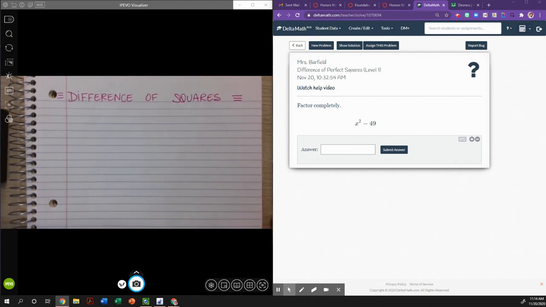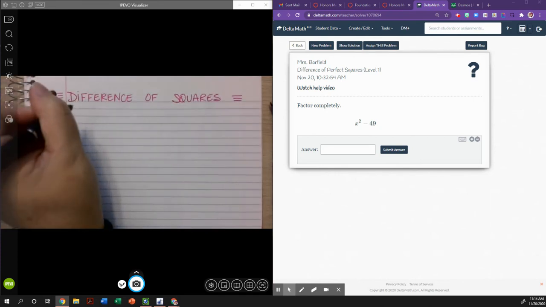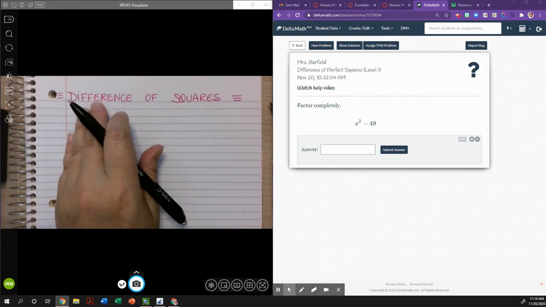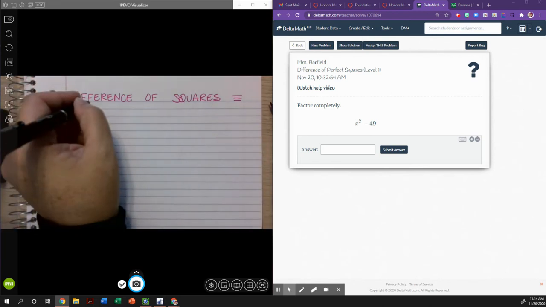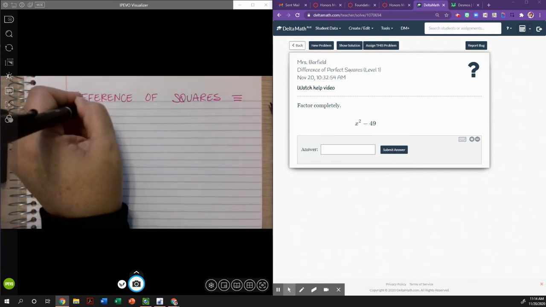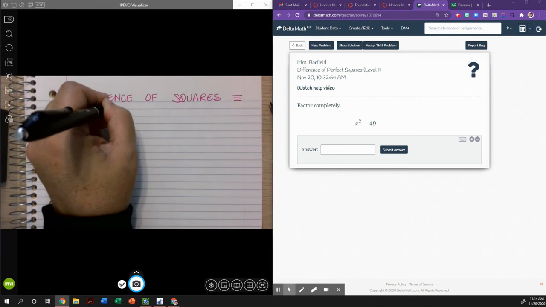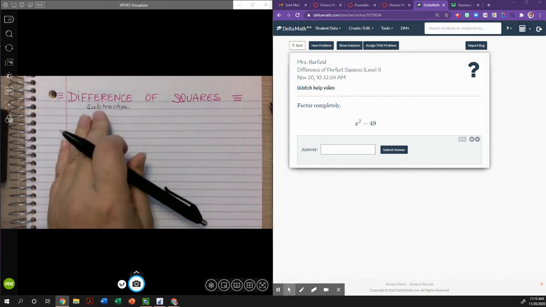Okay, so we have a rule that goes along with it. If you're looking at my example and you're thinking, okay, where is she going with this? Because there's nothing in common. And you're right, I don't have a greatest common factor. All right, so if you want to factor a difference of squares, you have to know the rule. Well, it's nice that what I'm calling it is exactly what it is. So if we think about in math, difference means subtraction. Okay, so it's a subtraction problem.